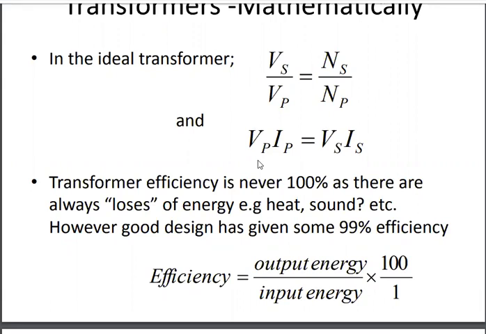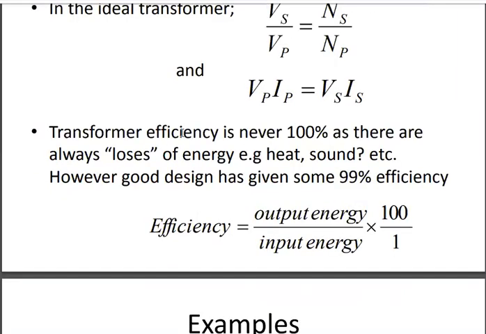It means that voltage and current in the coil are inversely proportional to each other. That's why we say that if we give high voltage at input level, then current will be low. And if we obtain high voltage as output, then output current will be low.